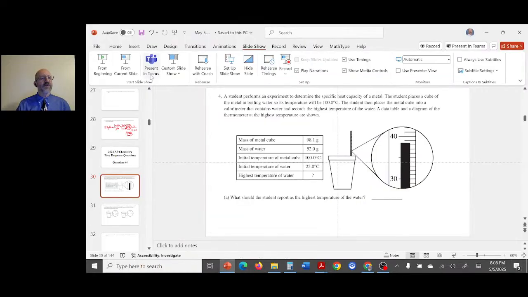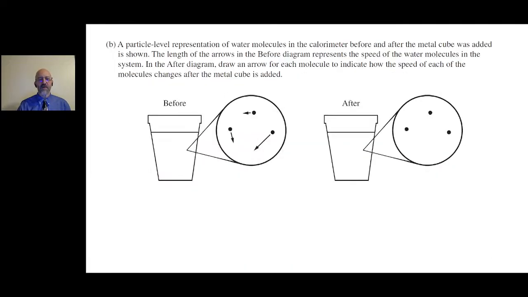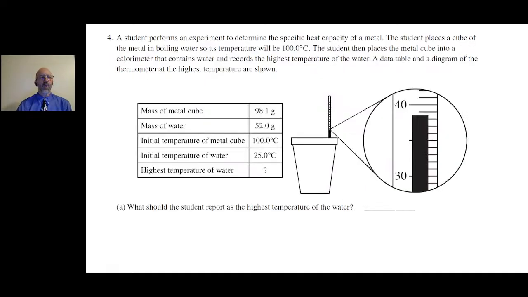And now we have to understand what's going on in terms of whether it's getting hotter, and I think it is, because this hot metal cube was added to water. So we had a piece of metal in boiling water. It was 100 degrees Celsius, and then it was added to room temperature water. So the metal cooled down, the water warmed up.